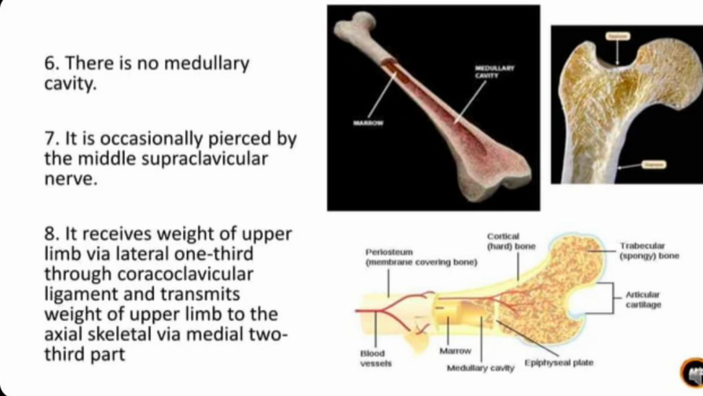There is no medullary cavity. See here, it is free, no medullary cavity. It is occasionally pierced by the supraclavicular nerve. It receives the weight of the upper limb via the lateral one-third through the coracoclavicular ligament and transmits the weight of the upper limb to the axial skeleton via the medial two-thirds.